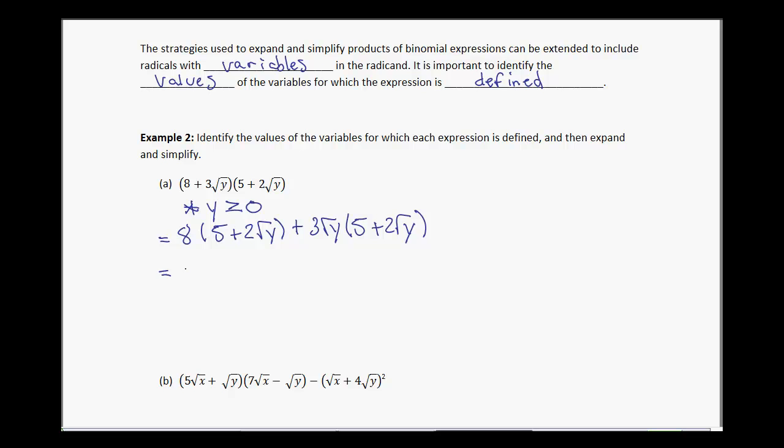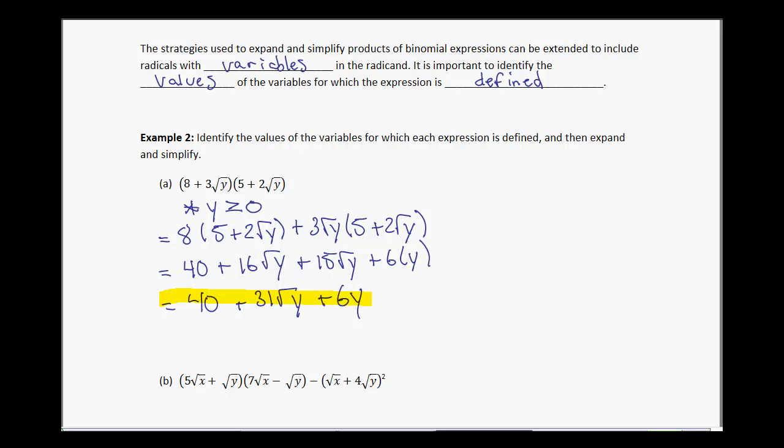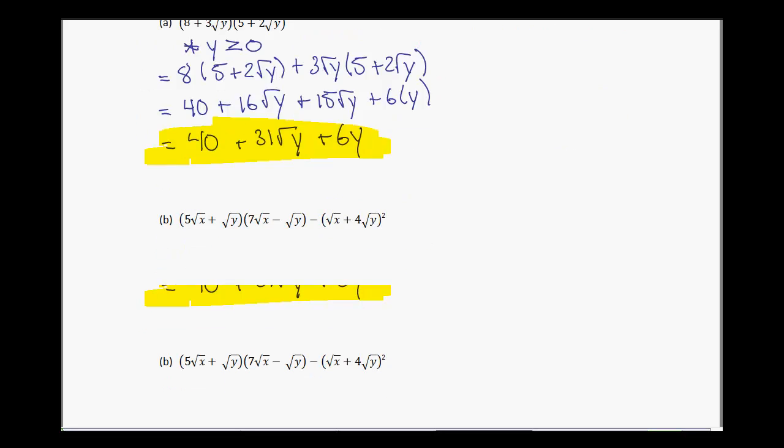And we get 8 times 5 is 40. 8 times 2 root y is 16 root y, plus 3 root y times 5 is 15 root y, and 3 root y times 2 root y is 6 times y. So finally we get 40. Collecting like terms, we get 31 root y, and 6y stays as 6y. We cannot simplify any more from there, so this is our final answer, our simplest expression. All right, try another one.